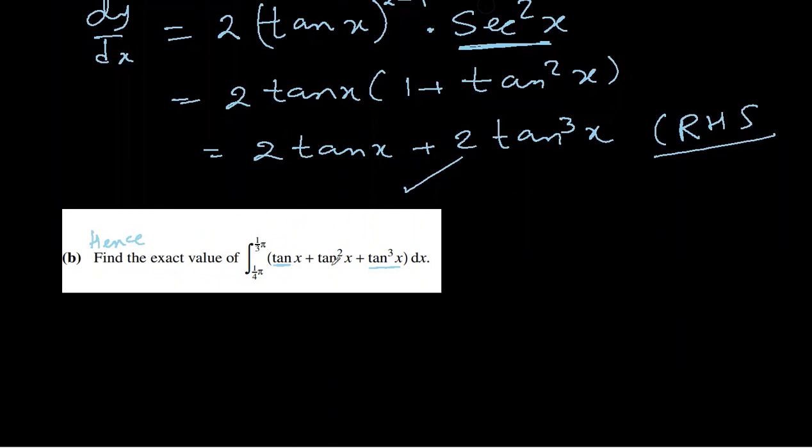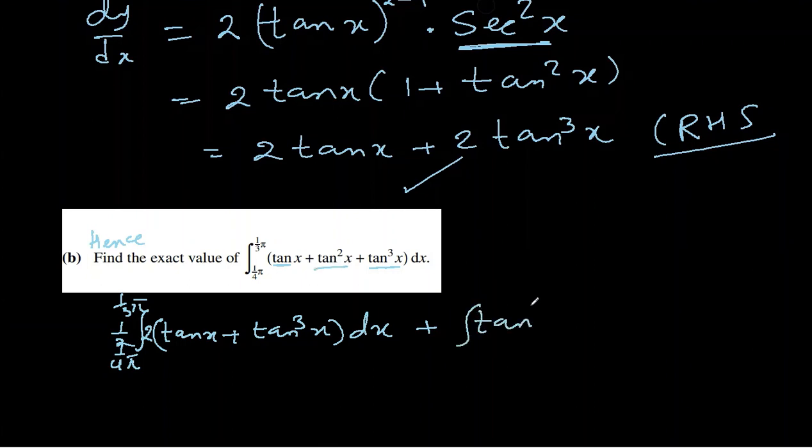So I will separate these two and I will write tan square separate. So from 1 over 4 pi till 1 over 3 pi, tan x plus tan cube x dx, and let me put a 2 here and 1 over 2 outside, right? So that half times 2 is 1. I have not made any changes to this. Only change I made is that I've separated tan square x outside. So that doesn't make any difference. That's good. Again, 1 over 4 pi till 1 over 3 pi.